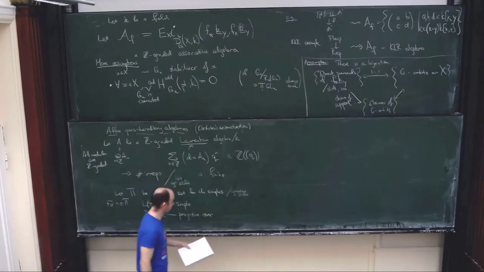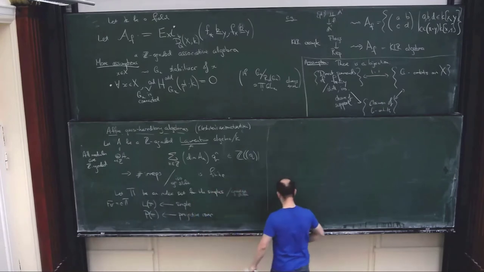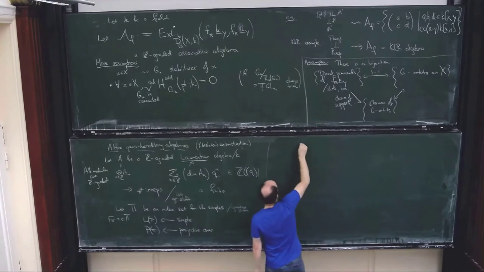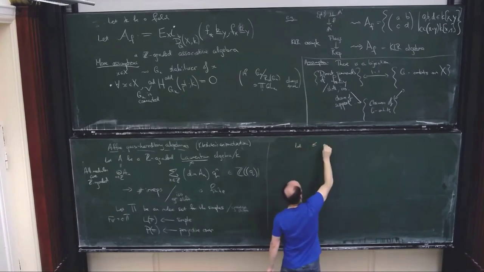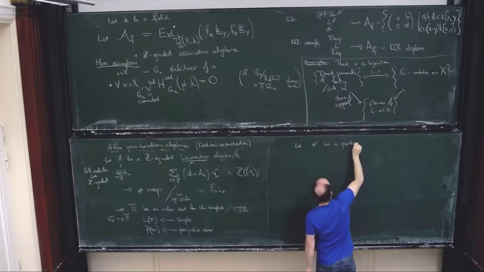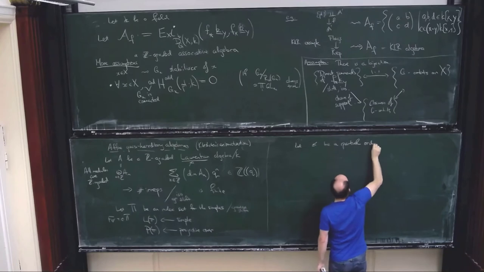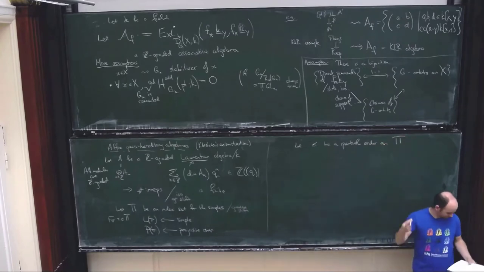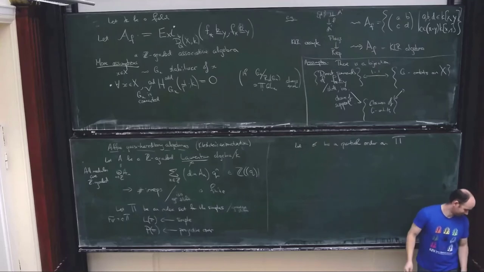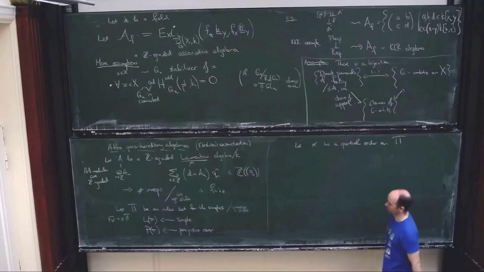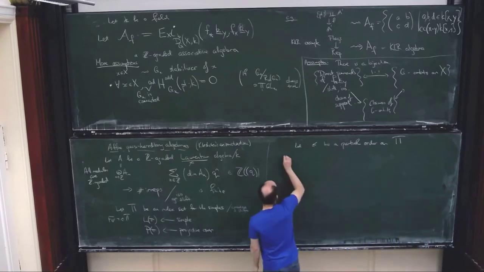Okay. And now let's say I have a partial order on my set pi. Okay, so now I can define another class of modules, which I'm going to call standard modules.